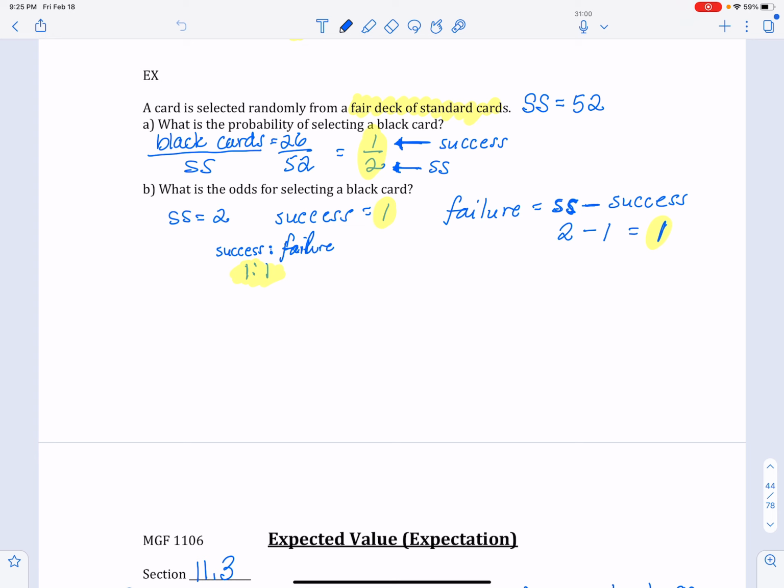So what is the odds for selecting a black card? Remember, we have to have it success to failure. We have success, which is 1. To get failure, just take your sample space minus your success. So if the sample space is 2 minus success, which is 1, then it's 1. So success to failure is 1 to 1. What is the odds for selecting a black card? It's 1, which is success, to 1, which is a failure.